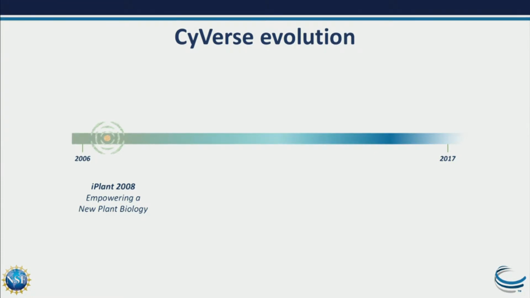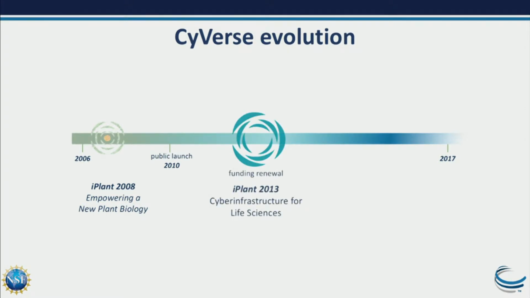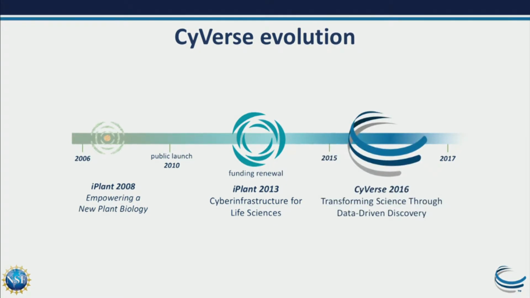The project itself actually started under a different name. Some of you may or may not be familiar, but it started in 2008 as the iPlant Collaborative, and it was tasked with providing data-driven solutions for plant biology. The project launched its public tools in 2010, and it was successfully renewed in 2013. It was just last year, in 2016, that we adopted a broader scope and mission of transforming science through data-driven discovery. So really opening up to more than just plants.